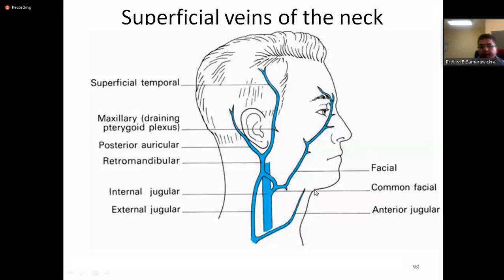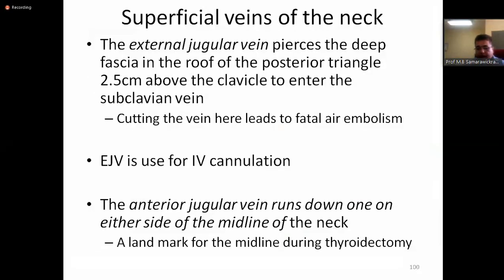On the other hand, the anterior jugular vein forms an important landmark for the midline of the neck, because two anterior jugular veins pass on either side of the midline of the neck, right, superficial to the deep fascia. So that's important for identification of the midline in case of thyroid surgeries.